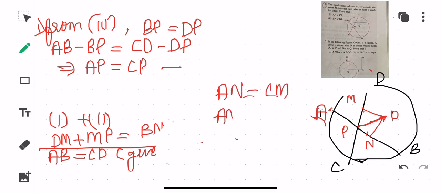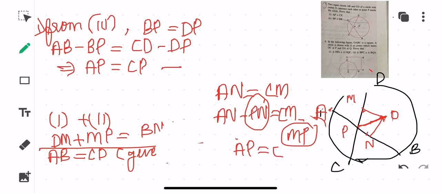Now AN minus PN would have been equal to CM minus MP, because these two parts you have proven that they are equal. So AN minus PN, which is AP, is equal to CP. So if you want, you could have done it that way as well. Both the methods are right. Alright, so this is the way this particular sum has to be done. We'll be now moving to question number 6.